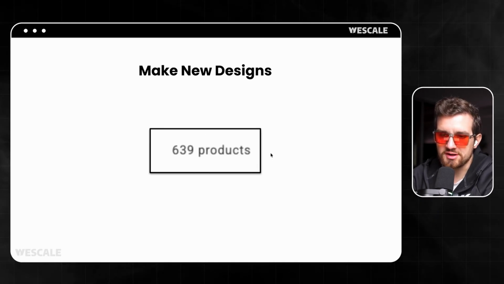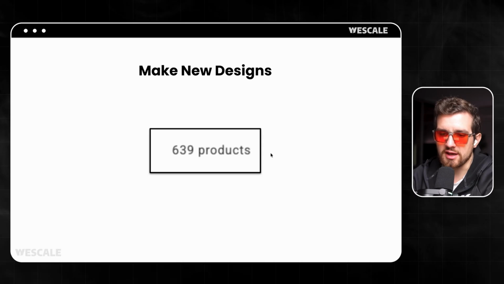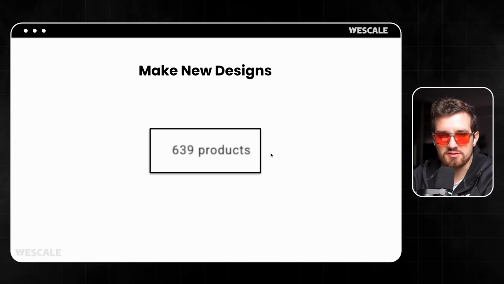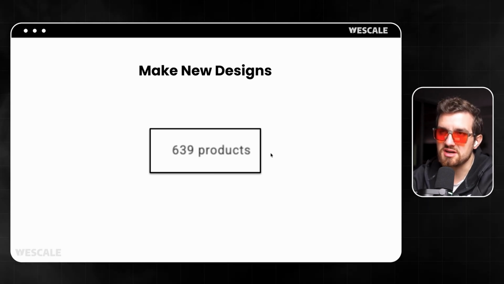So, step number 1 is make new designs. You need to have new designs coming into the pipeline in order for this whole flow to work. And sharing a number of products from a site, just as a frame of reference, on our store, we have 1,200, 1,300 designs now.